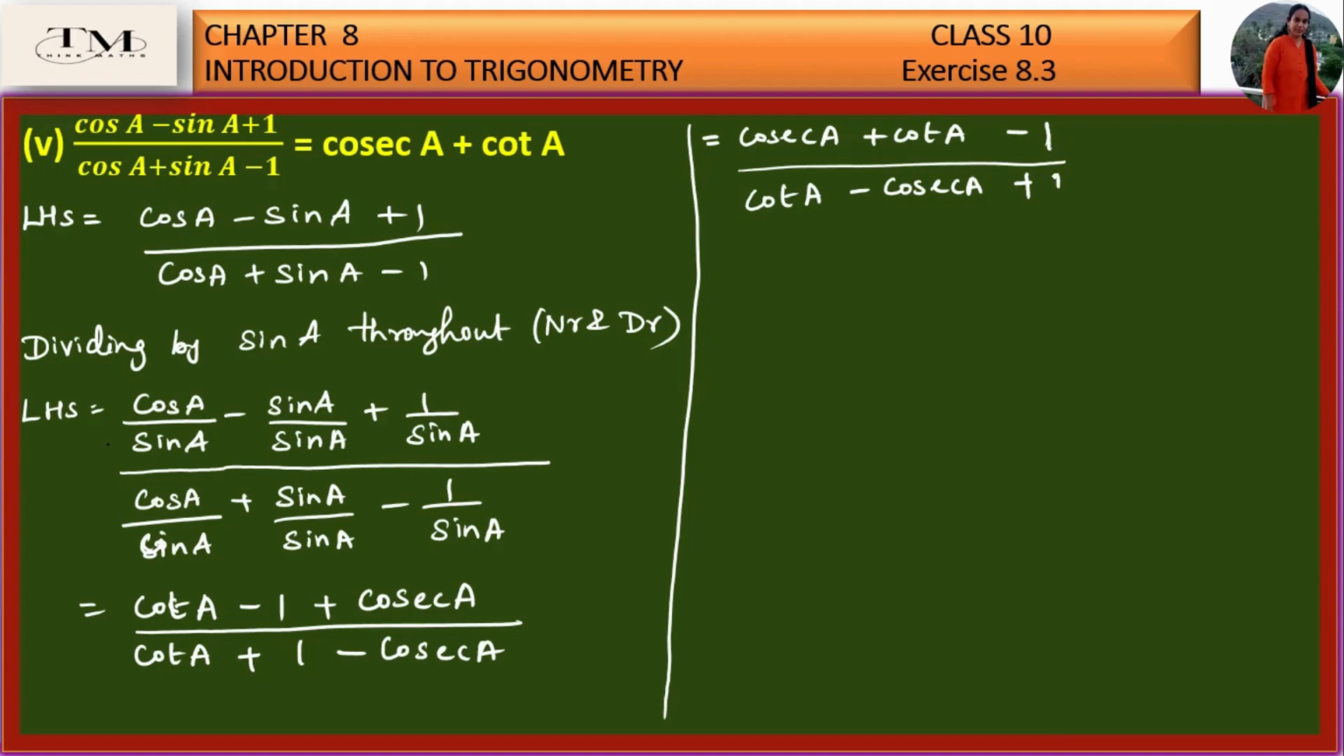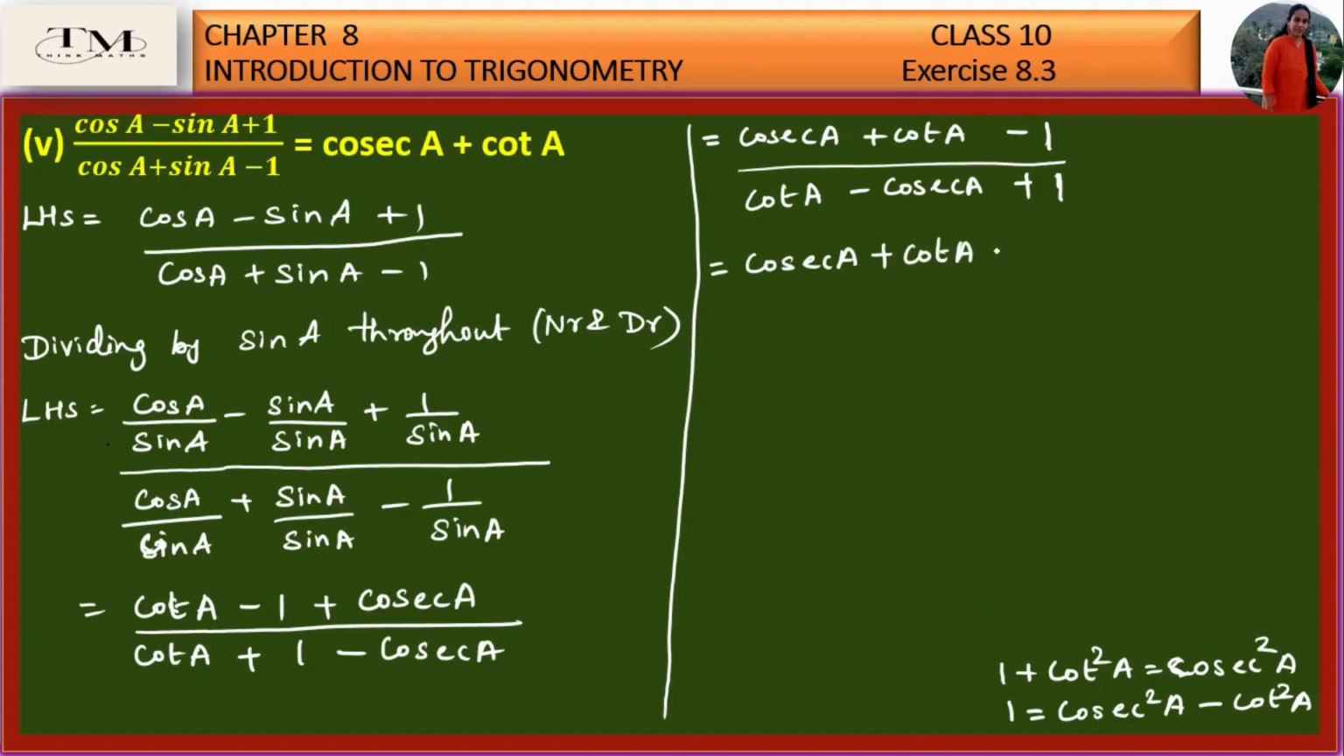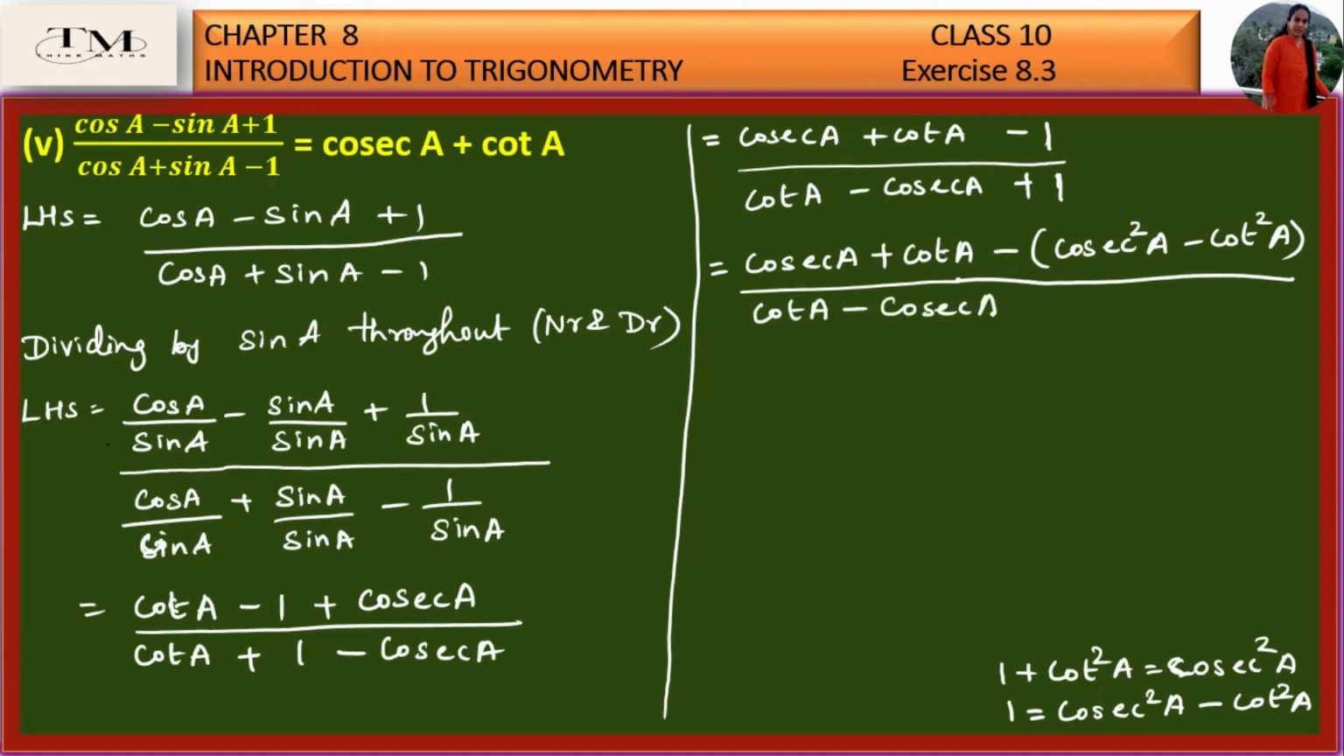So instead of 1, we can write cosecant square A minus cot square A, because 1 plus cot square A is cosecant square A. So 1 will be equal to cosecant square A; this plus cot square A will become minus cot square A. Okay children, so 1 equals cosecant square A minus cot square A. So cosecant A plus cot A minus, instead of 1, I am going to write cosecant square A minus cot square A. Keep the denominator as such.